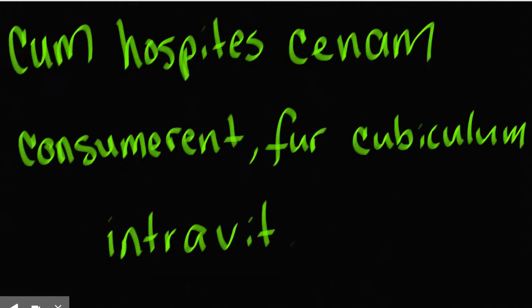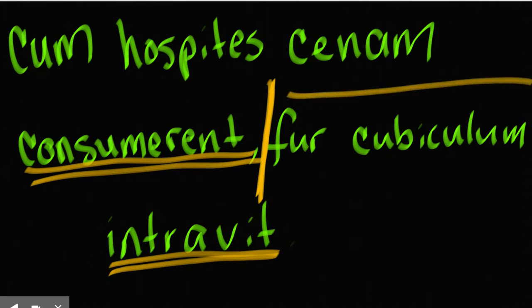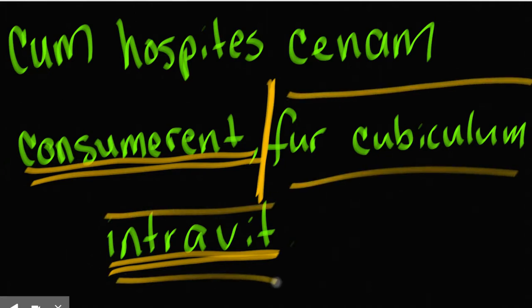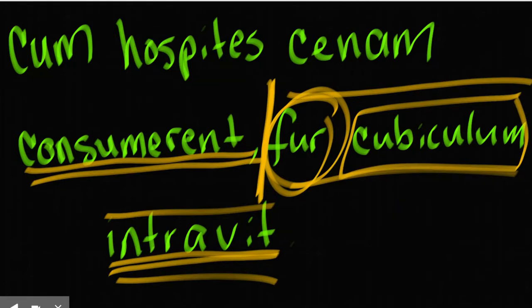Let's do another one. Alright, let's look at my sentence. So I see two verbs. I see consumerent and I see intravit. And I see a comma, so I'm just going to go ahead and split my sentence right here. So I have this whole sentence right here. Fur cubiculum intravit, my verb. So my subject of intravit is going to be fur. So the thief entered the cubiculum, the bedroom.